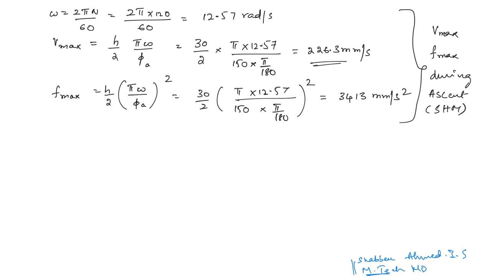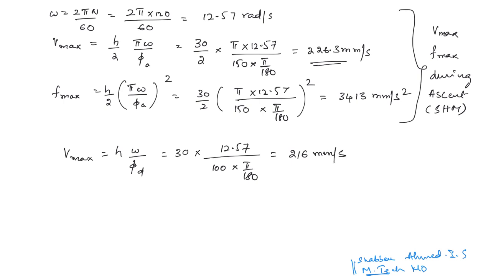Now during descent also we will calculate the maximum velocity and the maximum acceleration. Vmax is equal to h into omega by beta d, that is 30 into 12.57 divided by 100 into pi by 180, since beta d is 100 degrees converted into radians, that is 216 mm per second. So that is the maximum velocity during descent.